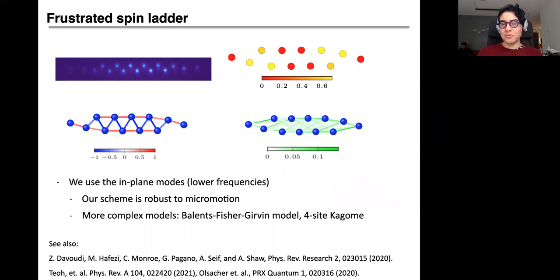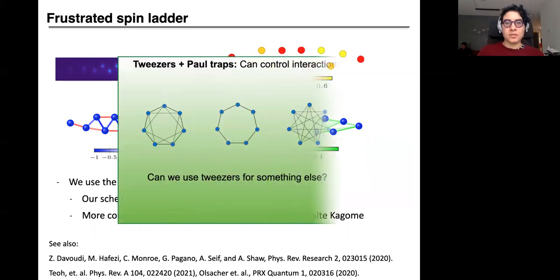So this is like if you have micromotion or if you have misalignment in the tweezers, these are effects that your scheme can be robust to. So that was a good check. And we also can even do more complex models, which require sort of tweezing out some of the ions so they don't participate in the interaction. Okay, so that's sort of the first part of this talk.